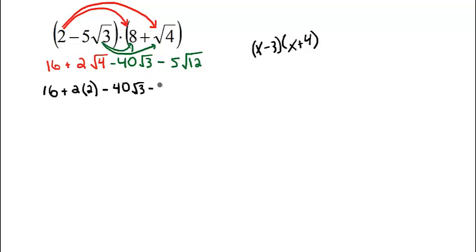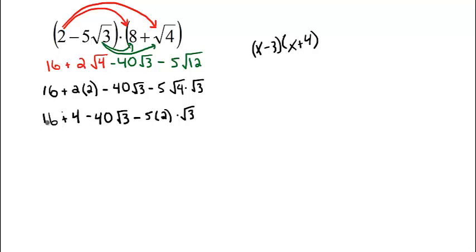Now we've got minus 5 times the square root of 12. The perfect square of 4 goes into 12, so I'm going to break that up into 2 different radicals. 4 times 3 gives us 12. And this might work, this may not work, but we'll try it out. So now 16 plus, we'll make this 4, right? 2 times 2 is 4. And then again, we've got minus 40 times the square root of 3. And then minus 5, this is going to be times 2 because the square root of 4 is 2, times the square root of 3.